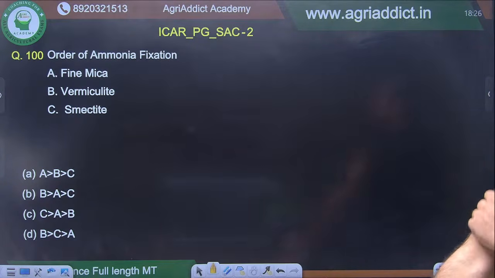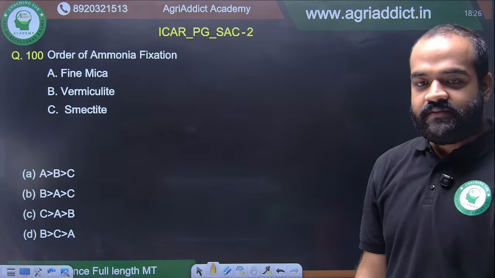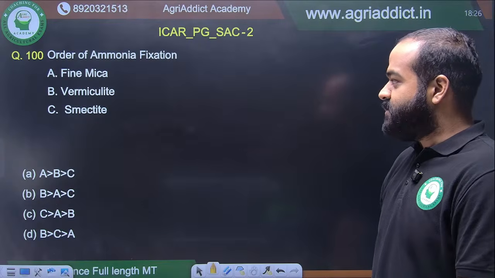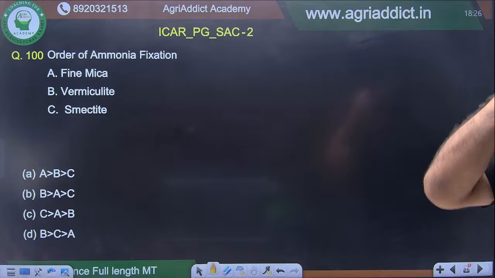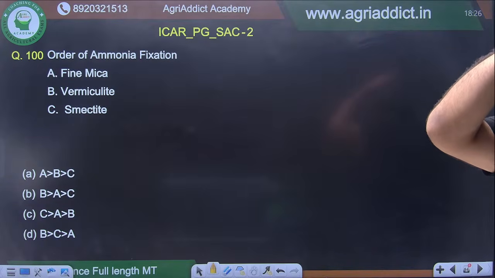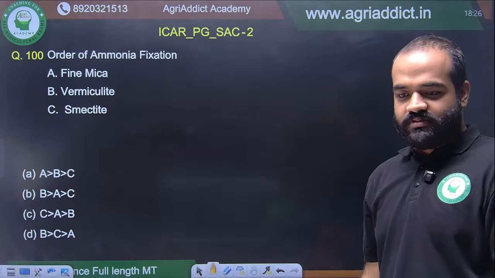This is also from nitrogen chapter, soil fertility. What is the order of ammonia fixation among these three? Fine mica, vermiculite and smectite. This is a very easy one, nothing to think much about.